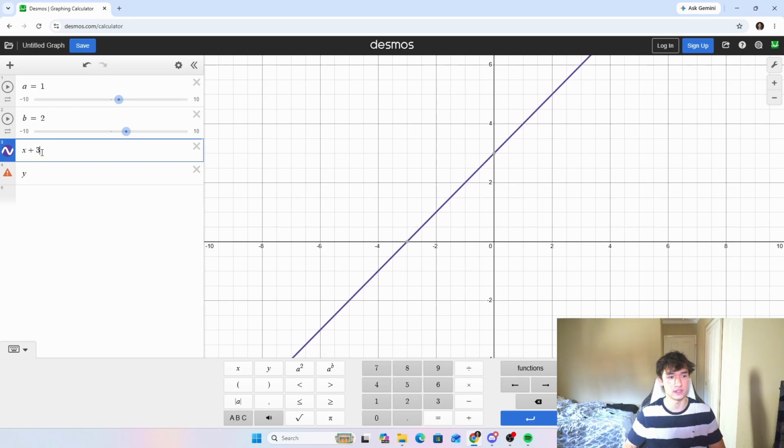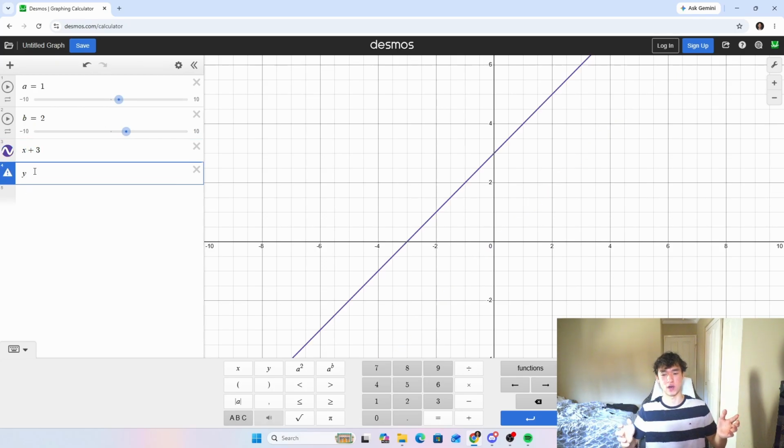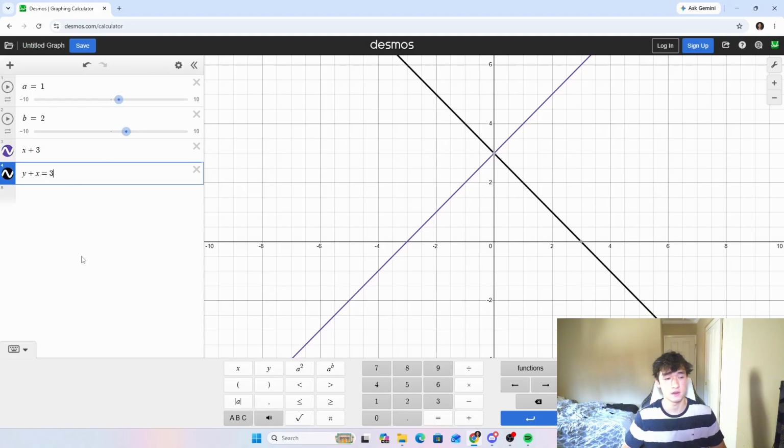So x plus 3, right? This is a function. Now, you can't do y because y cannot be equal to y. That's infinite solutions. So you would actually have to plug in something like that, where now this is technically negative x plus 3 because this is y plus x is equal to 3. We just move the x to the other side.